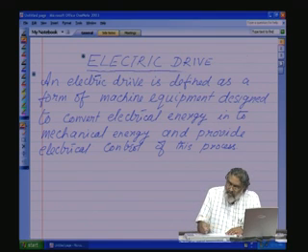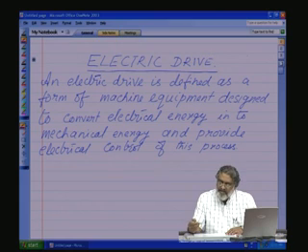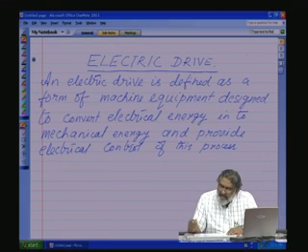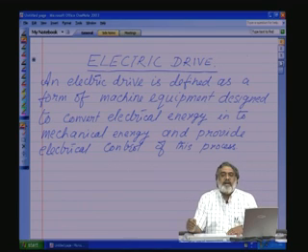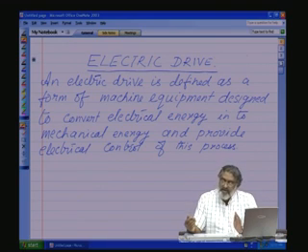Now, this definition I have taken from a very famous Russian book by Professor Chilikin, and I feel that is a very good definition of an electric drive system. Now, based on this definition, let us form a block schematic so that we can clearly understand what the conversion process is, what the blocks involved are, and where the control is. For control, what are the inputs required?